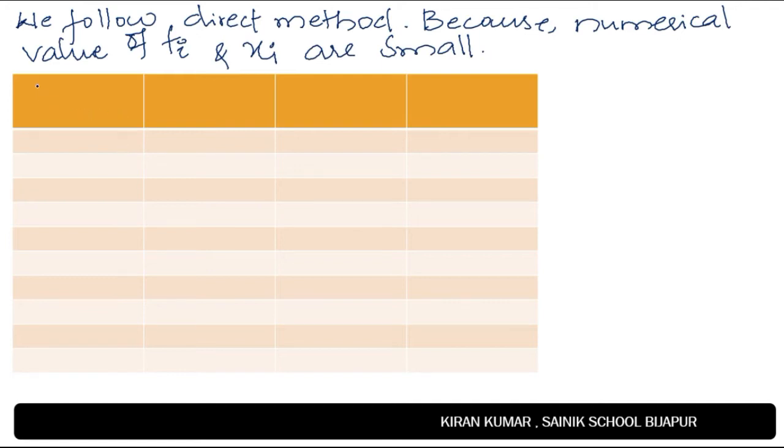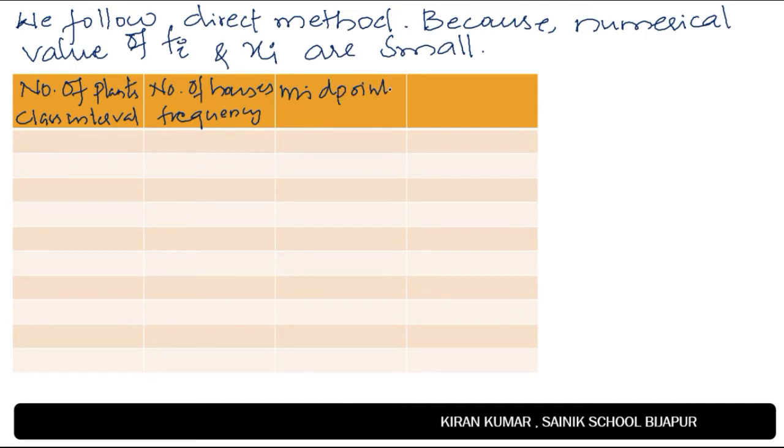So let me mention the number of plants. That's nothing but the class interval. Number of houses, that's nothing but the frequency. Then we shall find the midpoints represented by xi. Then we will find out xi fi.